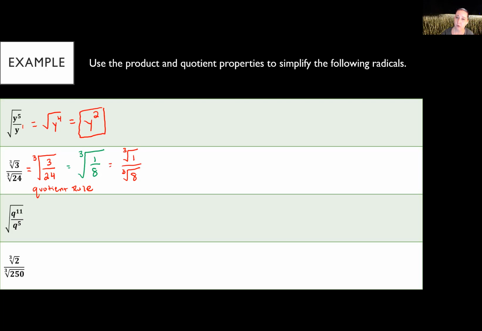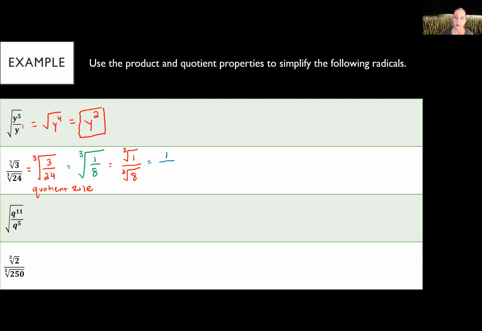So the cubed root of 1 is 1. The root of 1, it doesn't matter what the index is, it's always going to give you 1. Whether it's a 4th root, 5th root, whatever, that's always going to give you 1. So that's going to be 1 on top.